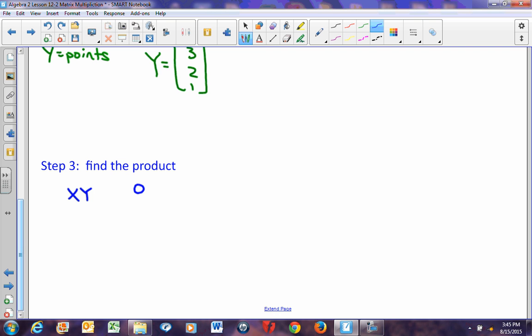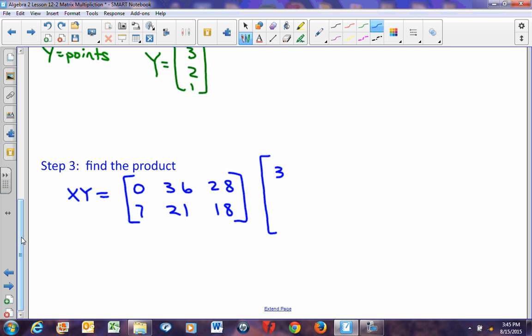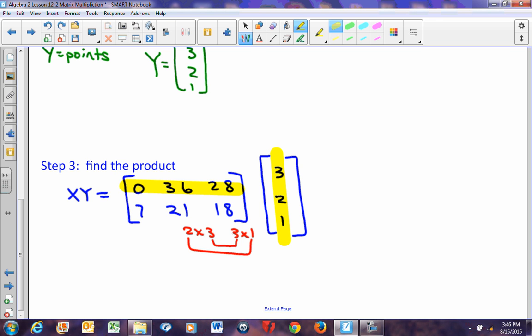Okay, if you remember, X was 0, 36, 28, and then 7, 21, 18. That was matrix X. And matrix Y was 3, 2, 1. So we have a 2 by 3 and a 3 by 1, so we can multiply those together. The 3 and 3 match, so this is my final size, and I get a 2 by 1 as my final size. Okay, so doing that, I'm going to do matrix multiplication: this row by that column.